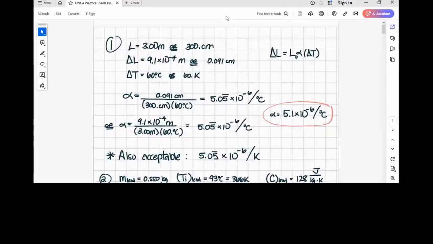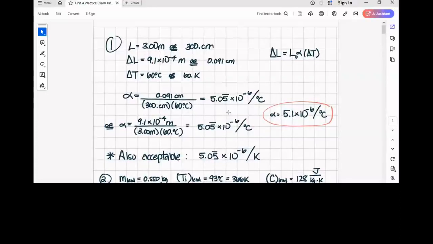Number 1, a 3.00 meter rod is found to have expanded 0.091 centimeters in length after a temperature increase of 60 degrees Celsius. Calculate the rod's coefficient of linear expansion. Okay, so we've got the initial length of the rod, and we have the delta L in a different unit. So you'll have to convert one of those to the other unit. It doesn't necessarily matter which one you choose, but I decided to do both of them here as an example.